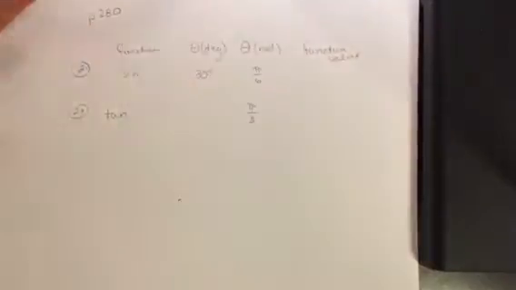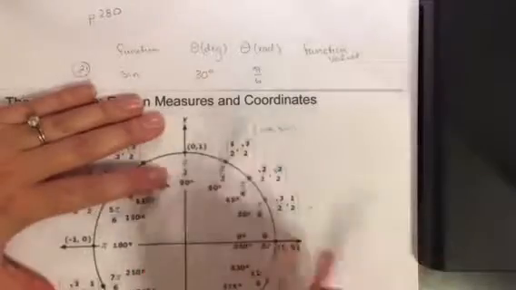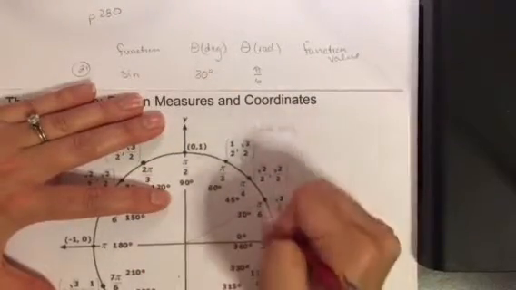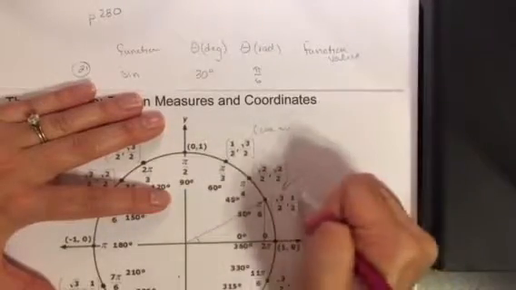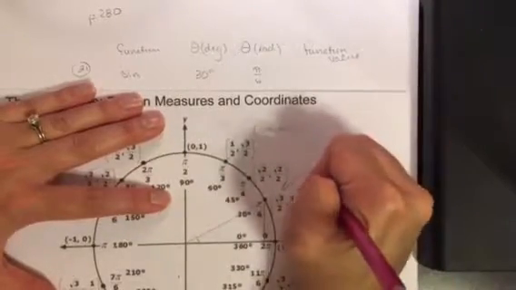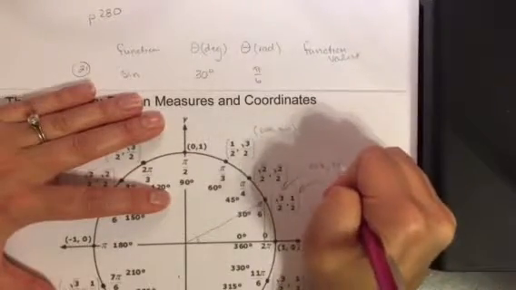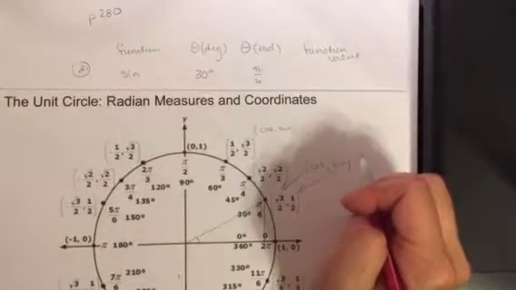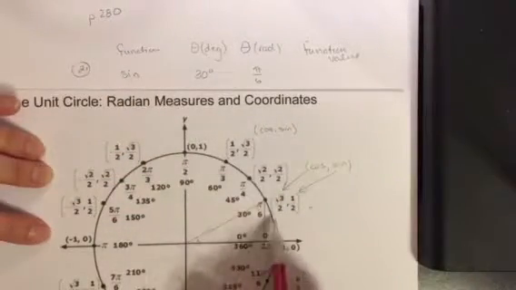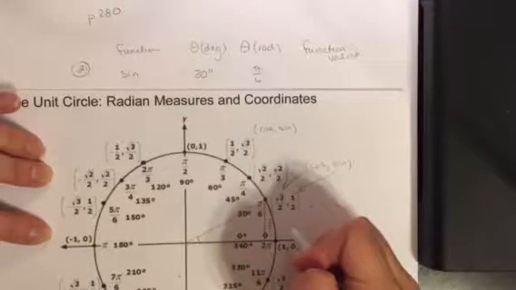Okay, then for the function value, I'm going to go to my unit circle. And so I'm looking at 30 degrees here. And these coordinates, the x-coordinate is always cosine, and the y-coordinate is always sine. And this is because of what we covered the other day, where you have this distance right here, 1/2. This is because of our special triangle.